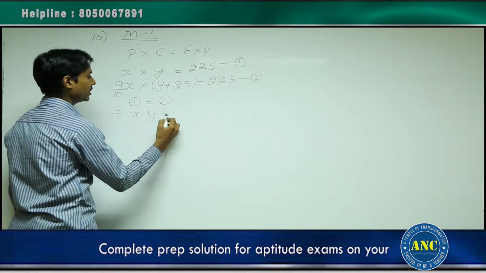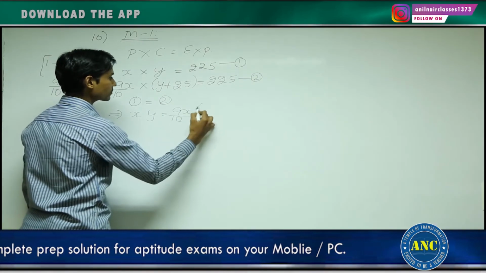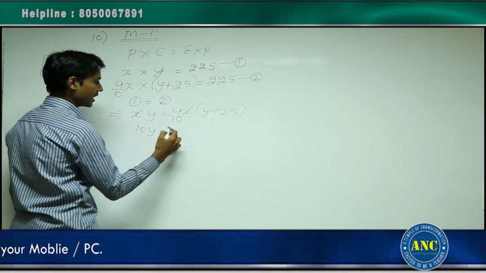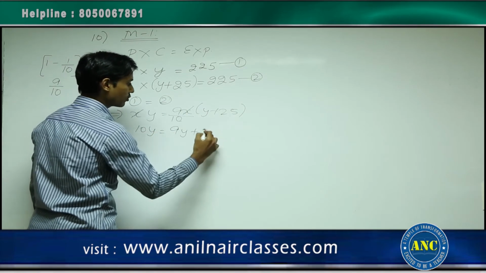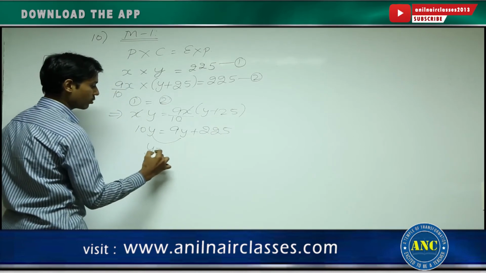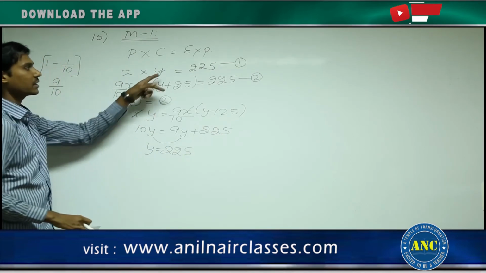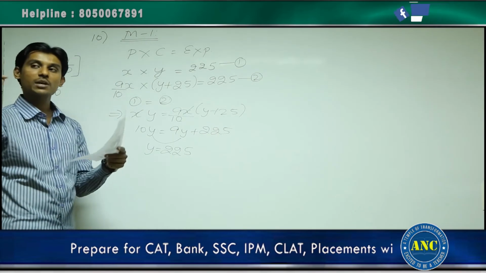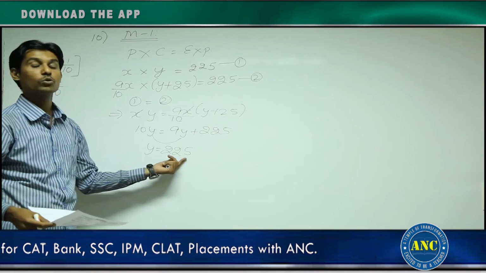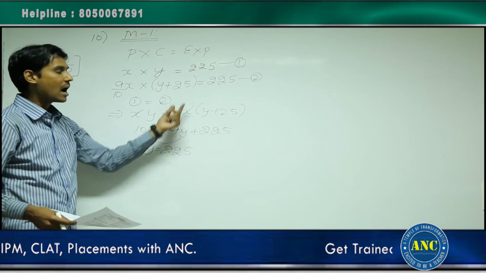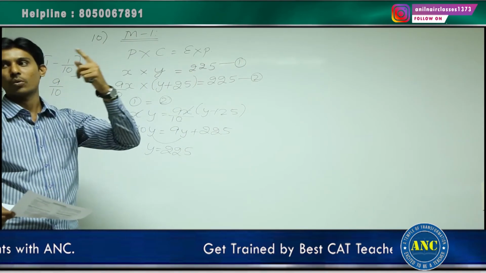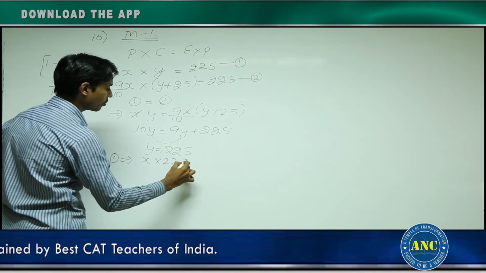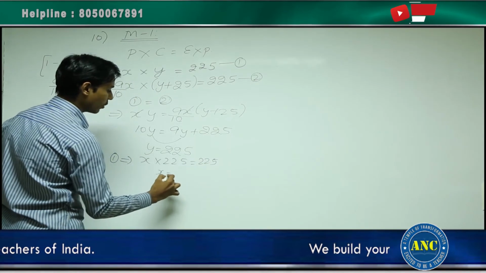If I equate it, x into y is equal to 9x by 10 into y plus 25. x cancels. If I cross multiply and simplify, 10y is equal to 9y plus 9 into 25, which is 225. This becomes y is equal to 225. What is y? Y is nothing but consumption. That means I am purchasing 225 pens. I had 225 rupees. What is 1 pen? 1 rupee. If you want, you substitute and check it out. If I substitute in equation 1, x into 225 is equal to 225. X becomes 1. Answer is 1 rupee per kg.